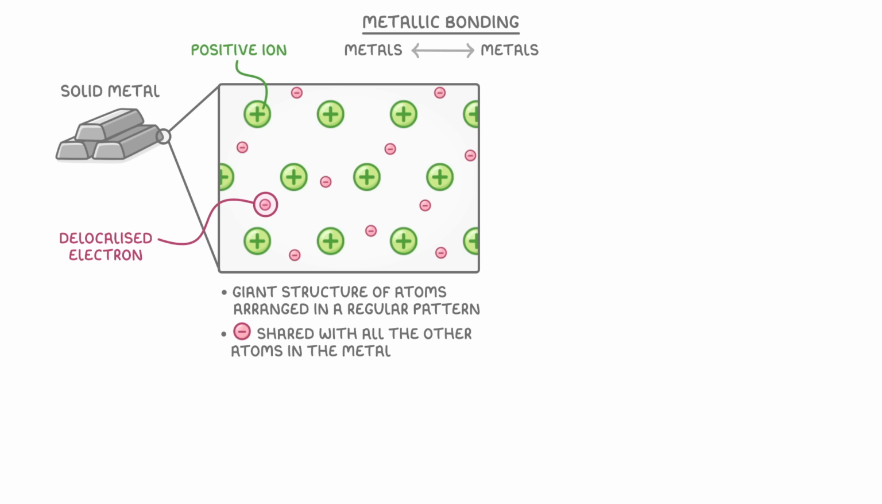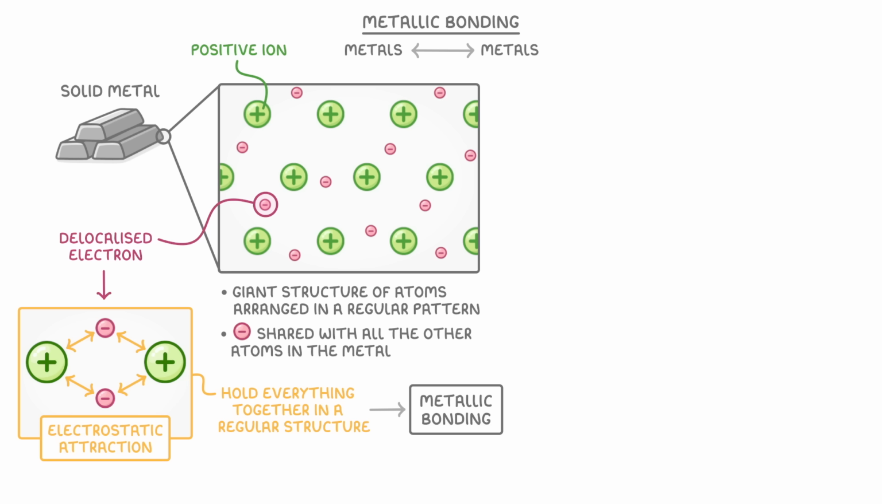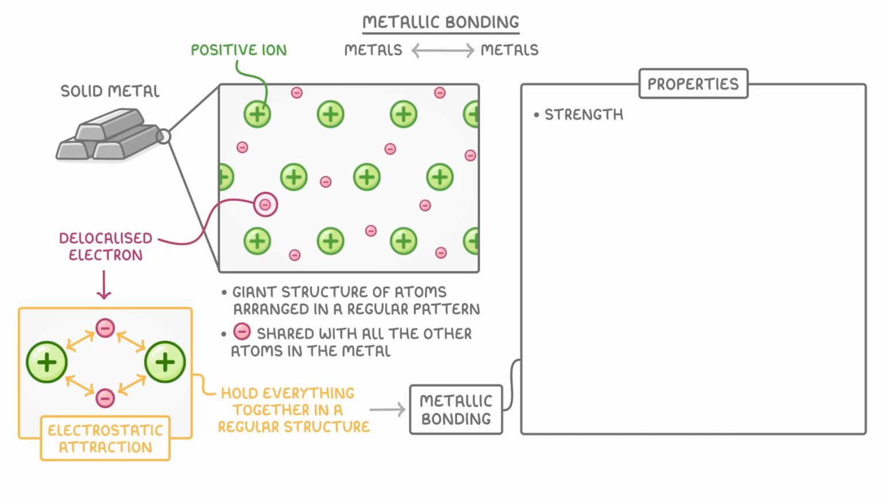So there will now be loads of strong electrostatic attraction between the positive ions and the negative electrons. And it's these forces of attraction which hold everything together in a regular structure. So we call this metallic bonding. This gives the overall metal strength, and means that most metallic structures have high melting and boiling points, so are solid at room temperature.